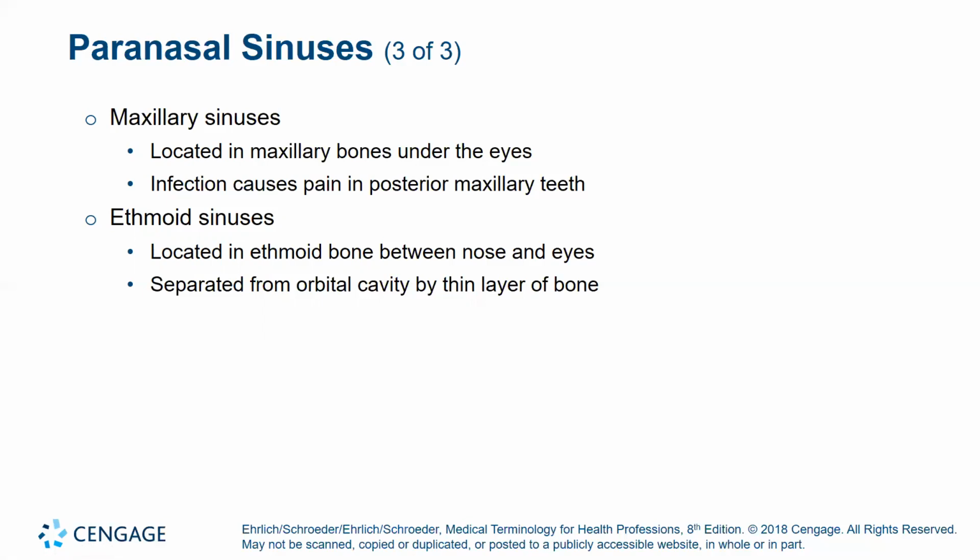Infection causes pain in posterior teeth. So if you have maxillary sinus infection, you have pain in your teeth. We have the ethmoid sinuses. These are located in the ethmoid bone between the nose and eyes. It is separated from the orbital cavity by a thin layer of bone.